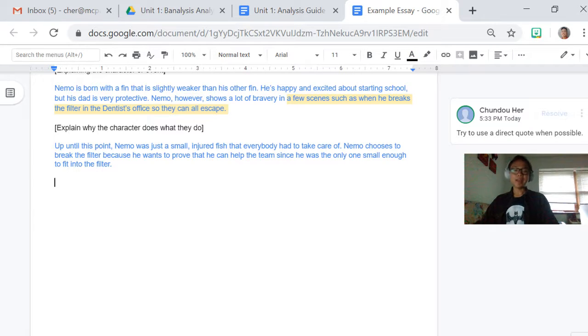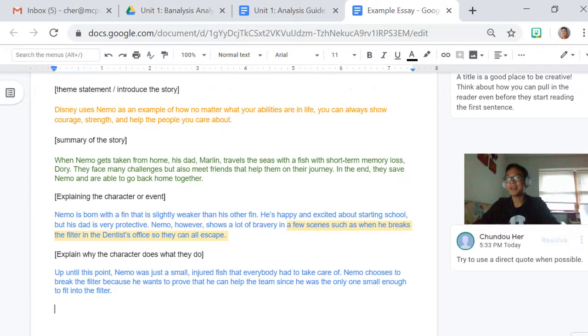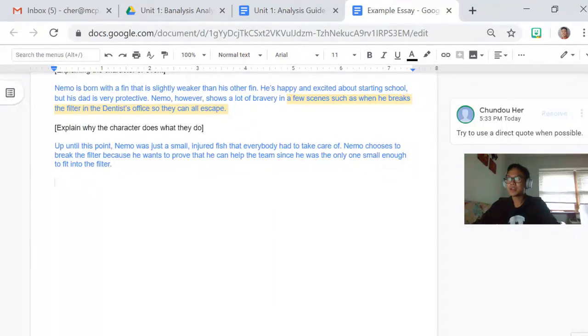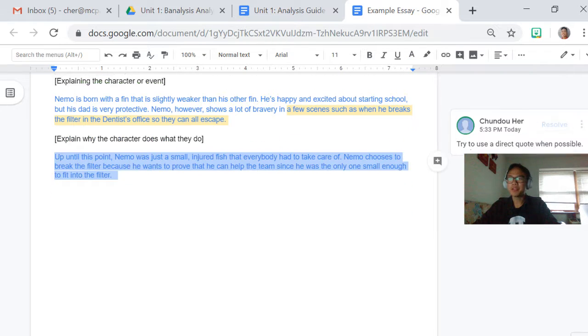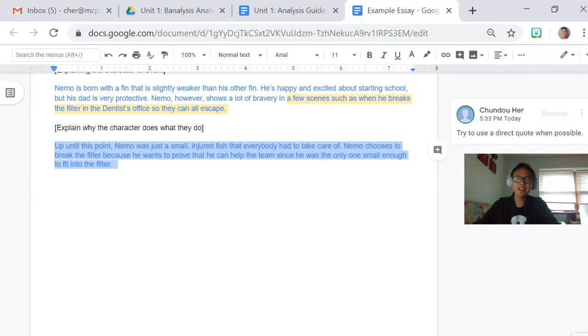Okay, so again, it's not perfect, but you know what? I just want to keep rolling with what I've got. I want to get more and more of my ideas down on the page because I can't make things beautiful, I can't make things pretty if I don't even have something on the page yet. So, after this, I kind of explained a little bit about Nemo, and then after that, I explained why Nemo makes the decisions that he does.